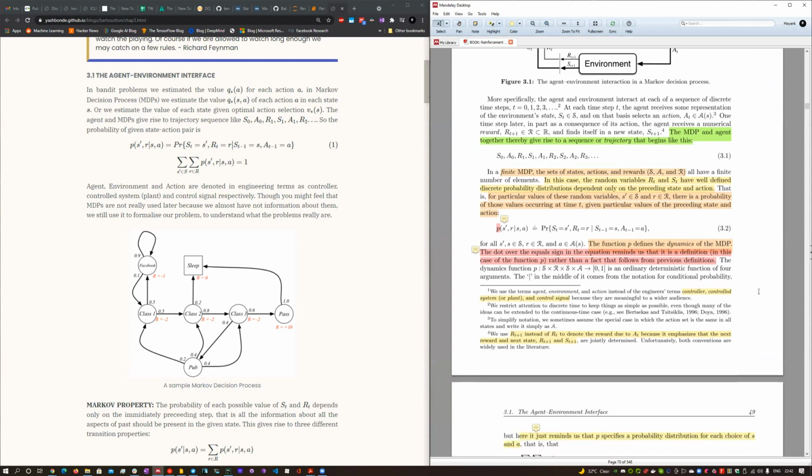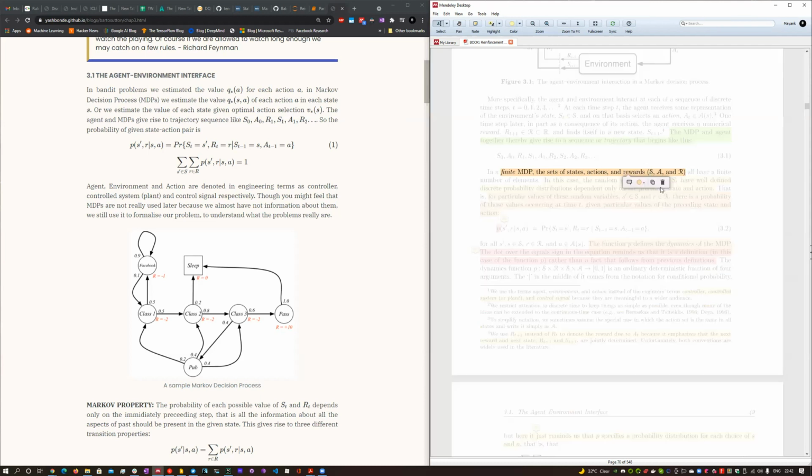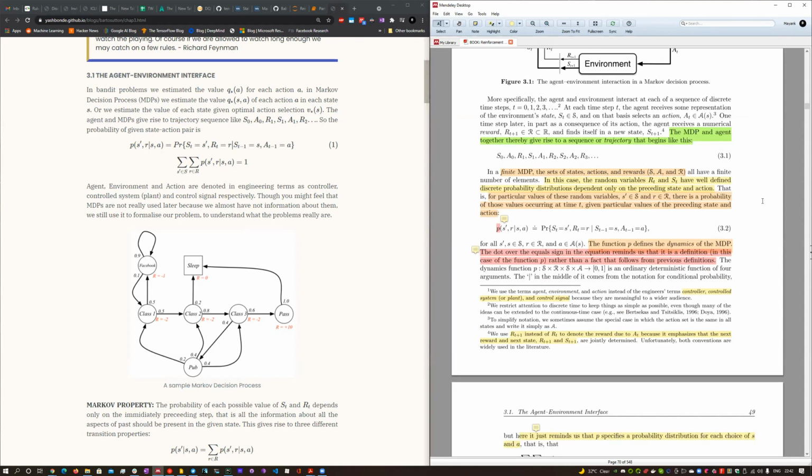Then in equation 3.1, we had the sequence of all the trajectories: the state, action, reward, the state, action, reward, and yeah, that's the sequence. And this is a three tuple of state, action and reward. That's the way we define this.